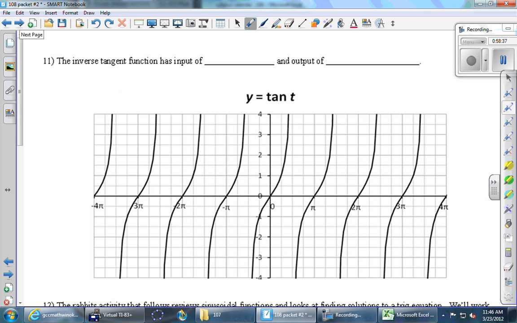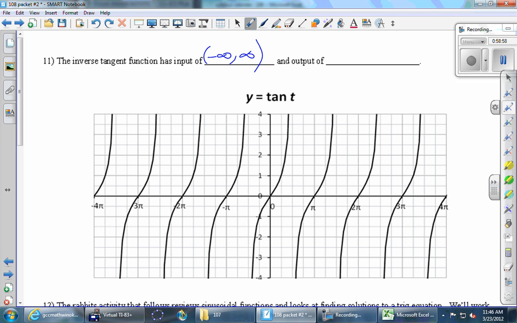Okay, next page, inverse tangent. Just think about the tangent function. How high does the tangent function get? Infinity. How low? -infinity. You could put any number you want into the inverse tangent function. You will never get that error that we saw before.